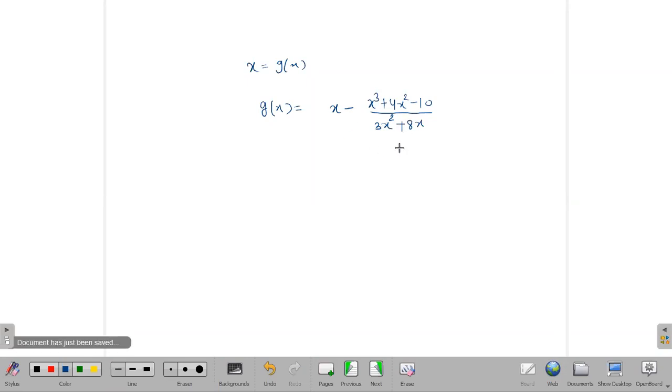Okay. So now, if the question is that if you don't find any appropriate g of x, then what will you do? Actually, I will give you one g of x that will always work. That is, if I write x is equal to g of x, what will be your g of x here? It is x minus f of x, means for this particular function, I can write x cube minus 4x square plus 4x square minus 10, divided by 3x square plus 8x. So this will always work.